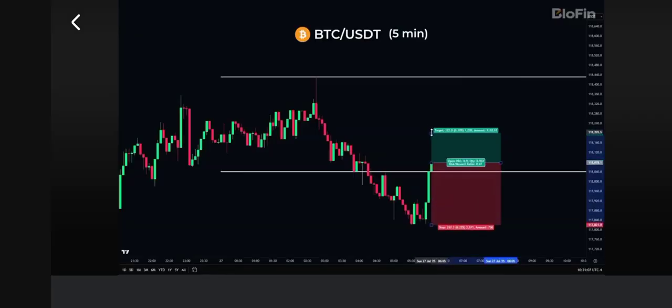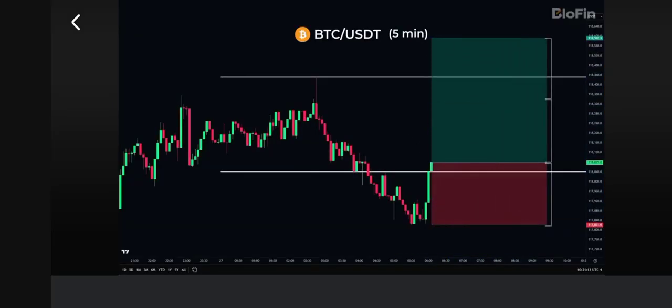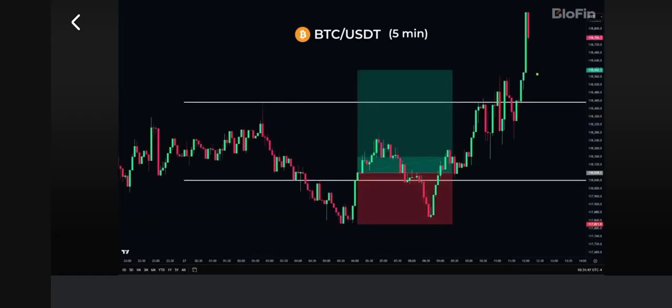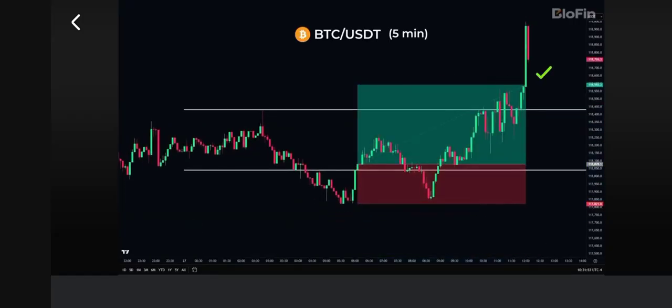And for the take profit, we set it at 2 times the size of our stop loss. As you can see here, price moves up and hits the take profit target.